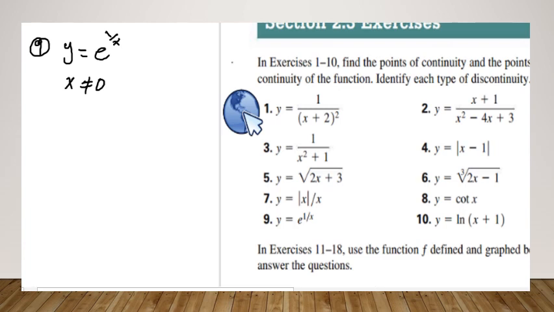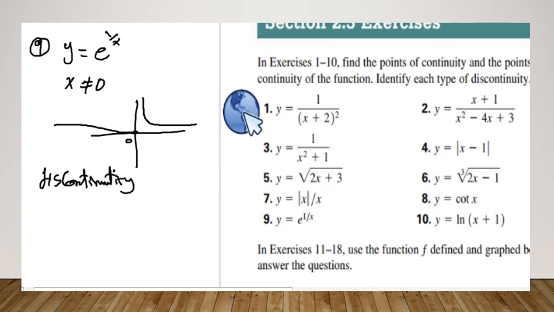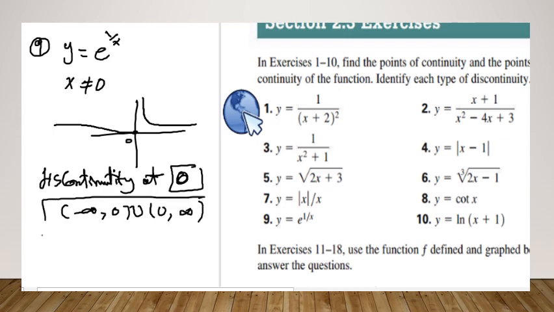From the graph, if we plot this function on the graphing calculator, the graph will be like this, approximately. So I have a discontinuity at 0, but from negative infinity to 0 and from 0 to infinity the function is continuous.